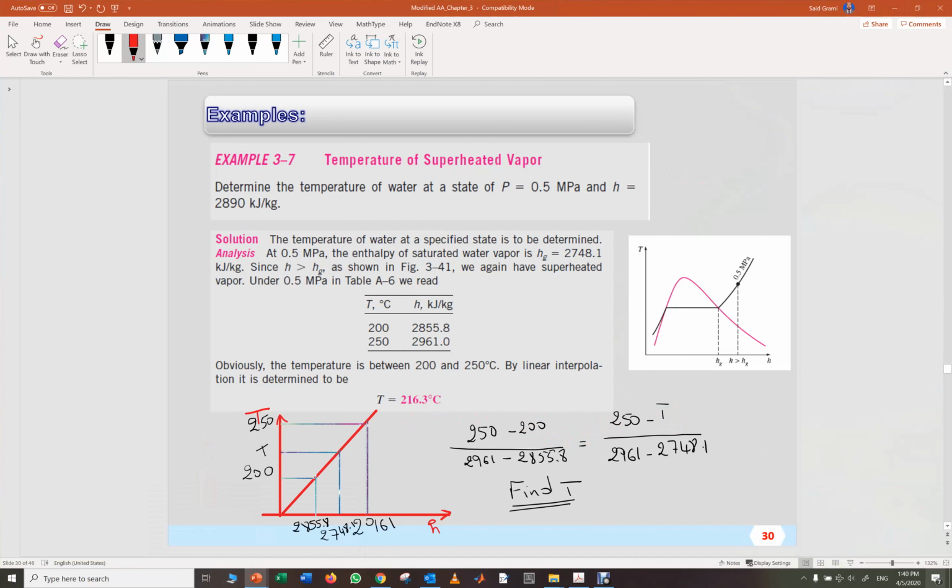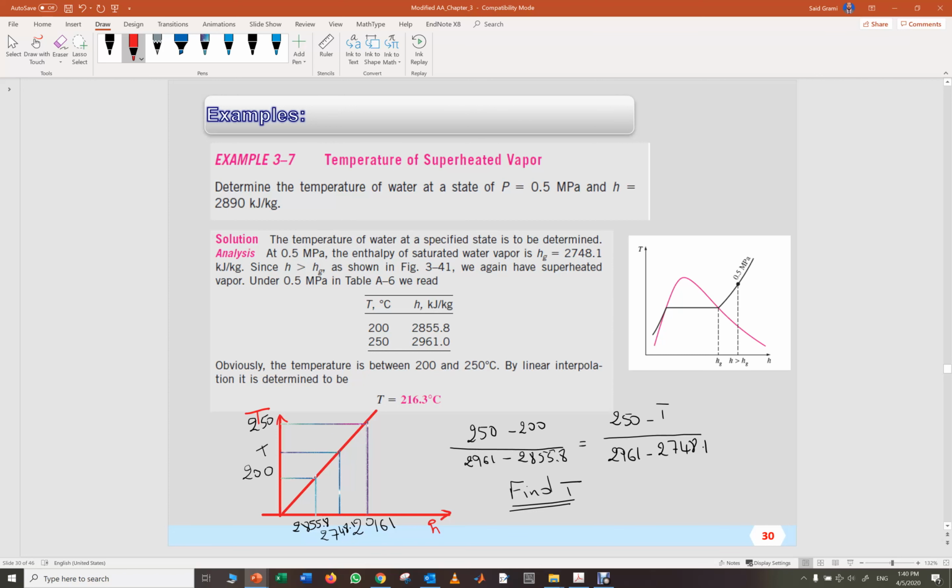Okay, another example. Temperature of superheated vapor. Determine the temperature of water at state of P. That means pressure is 0.5 megapascal and H is 2890 kilojoule per kilogram. The temperature of water at a specified state is to be determined.